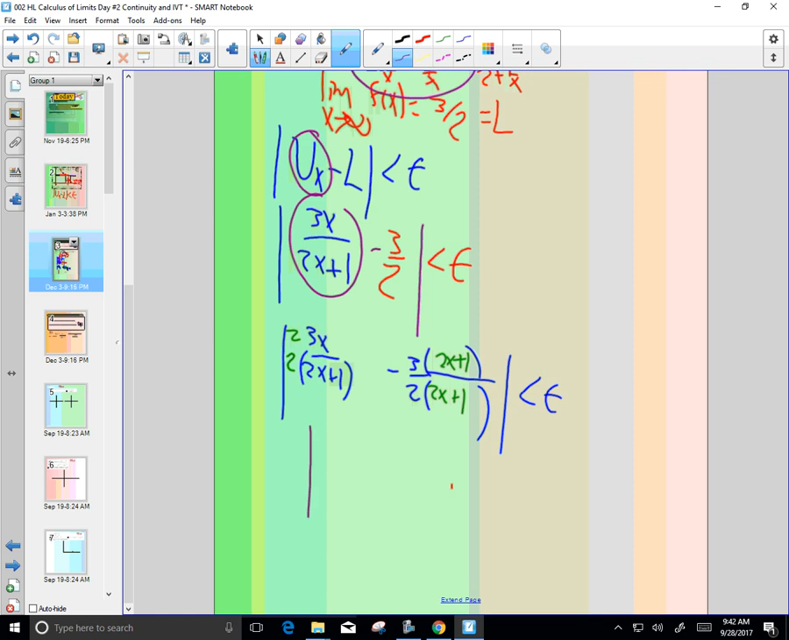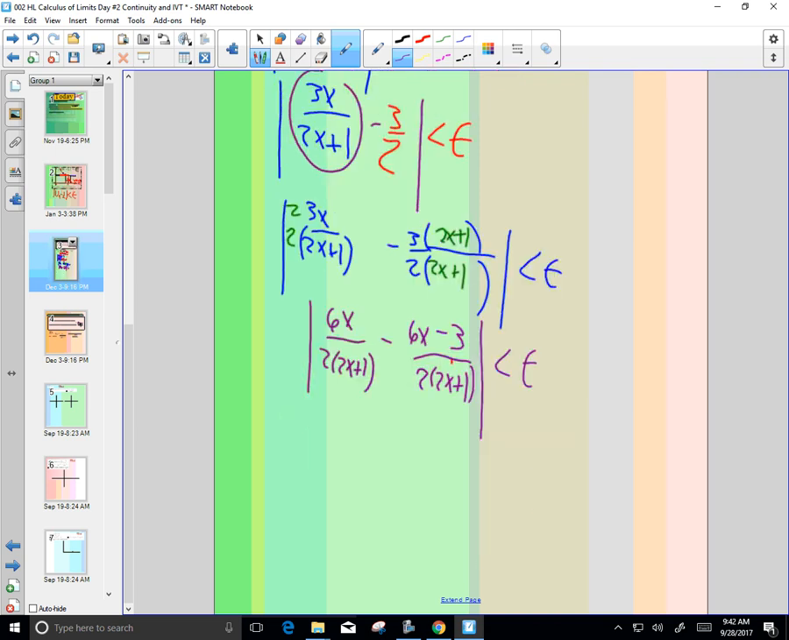So this is going to be 6x over 2 times 2x plus 1. I'm not going to multiply it out. Minus 3 times 2 is 6x minus 3 over 2 times 2x plus 1. I'm showing a little bit of extra algebra steps, but sometimes that's helpful.